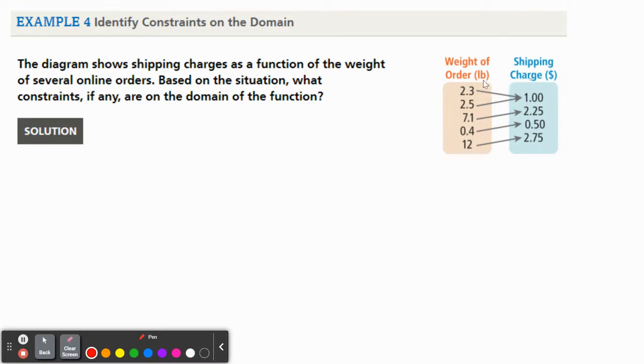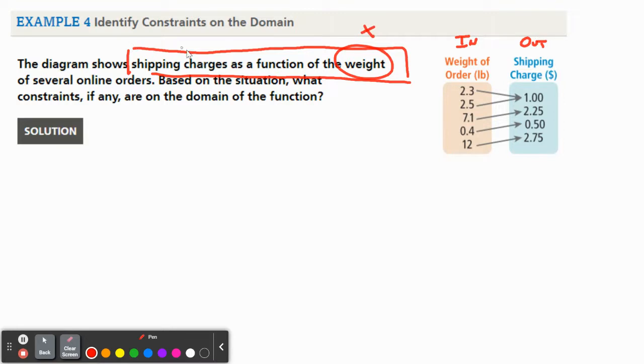So you have a mapping diagram over here. The weight of the order will be the input or the domain, and the shipping charge will be your output or your range. I love this statement right here. Shipping charges as a function of weight. That means because you're a function of weight, weight is the input. Weight is the x, and the shipping charge is the y. So get that verbiage down pat for this topic. Shipping charges as a function of.